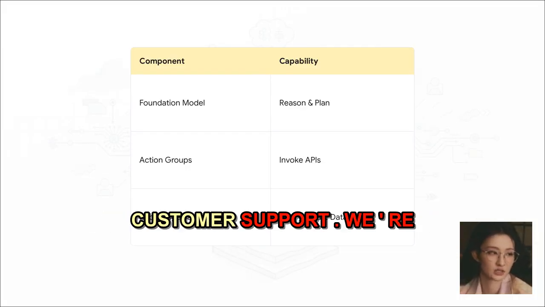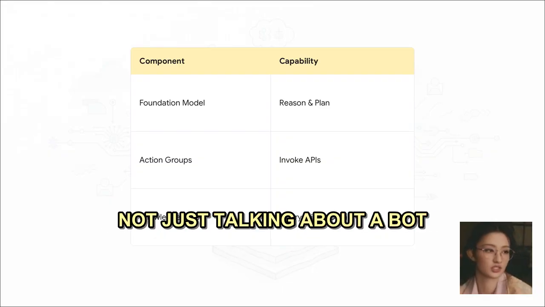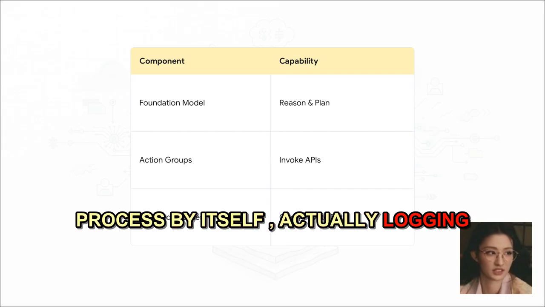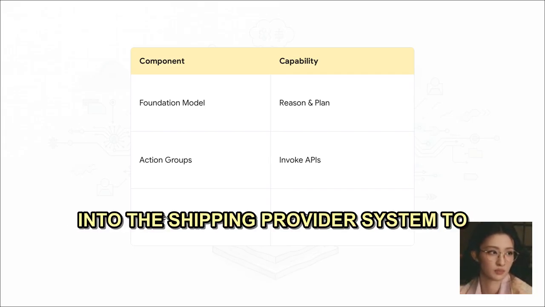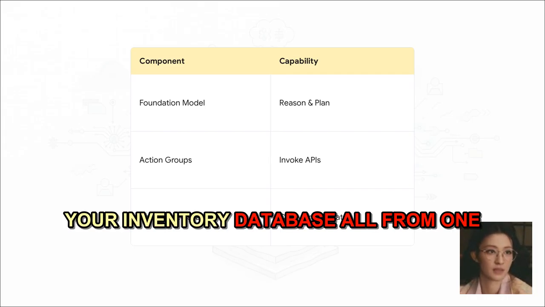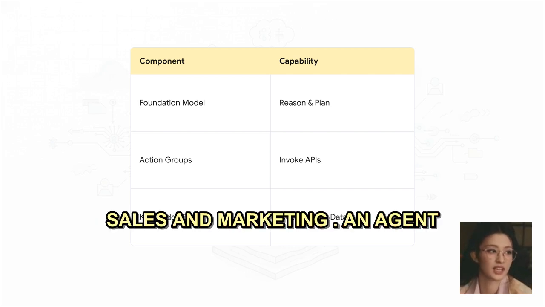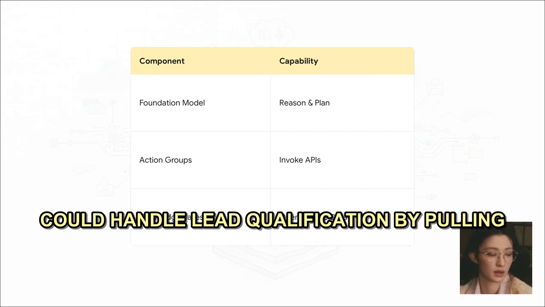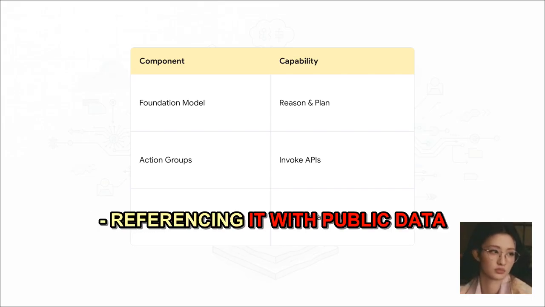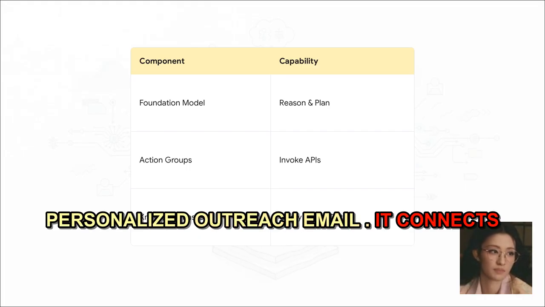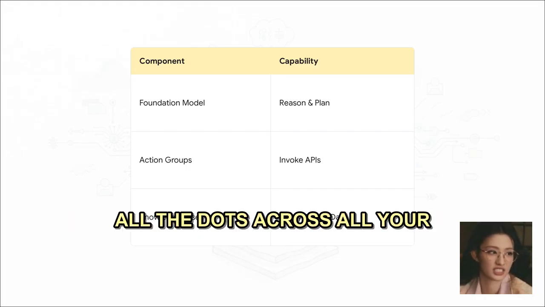I mean, take customer support. We're not just talking about a bot that answers FAQs anymore. An agent can automate an entire return process by itself, actually logging into the shipping provider system to generate a label and then updating your inventory database all from one single request. Or look at sales and marketing. An agent could handle lead qualification by pulling data from your CRM, cross-referencing it with public data, and then drafting a perfectly personalized outreach email. It connects all the dots across all your systems.